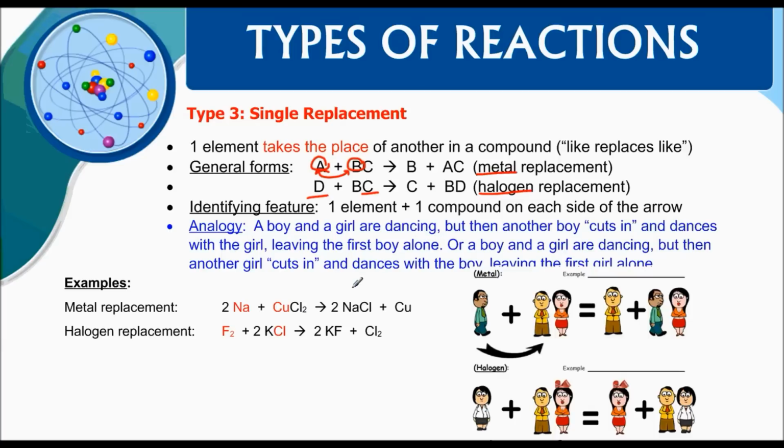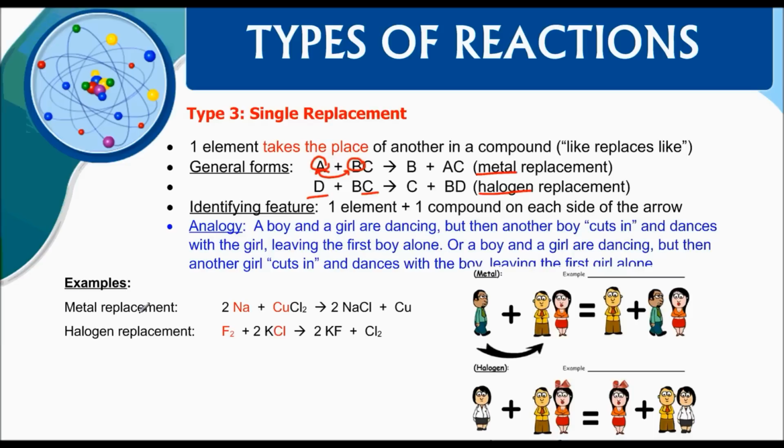Or a boy and a girl are dancing, then another girl cuts in and dances with the boy, leaving the first girl alone. But notice here that you always have a boy-girl couple. And the reason for that is because like replaces like. Boys are going to switch out with another boy, or girls are going to switch out with another girl. Just like in our real examples in chemical reactions, metals will trade places or halogens will trade places.